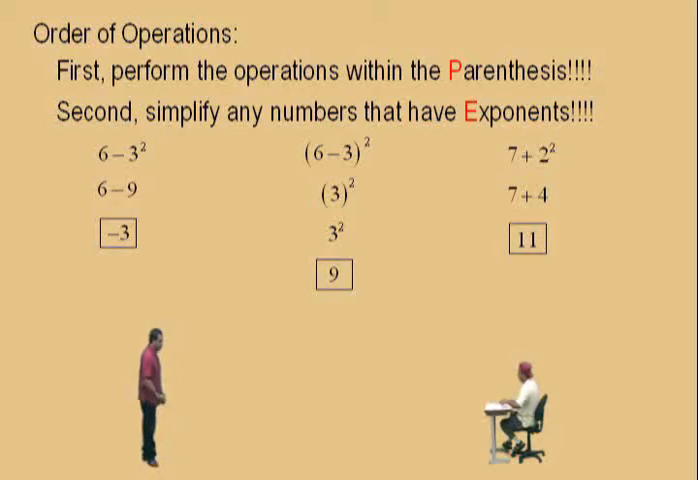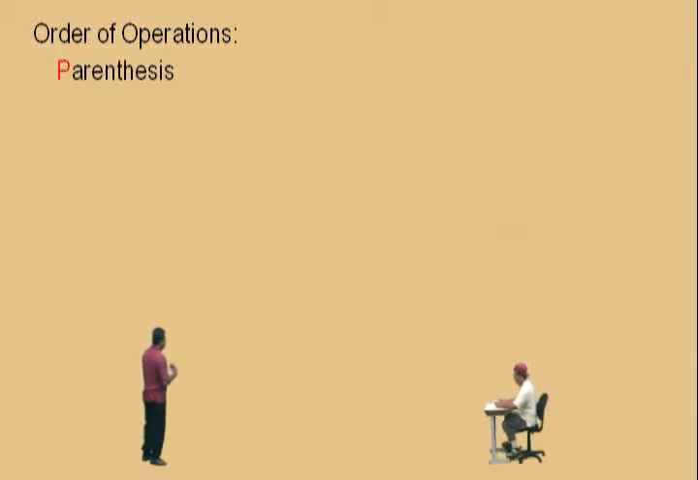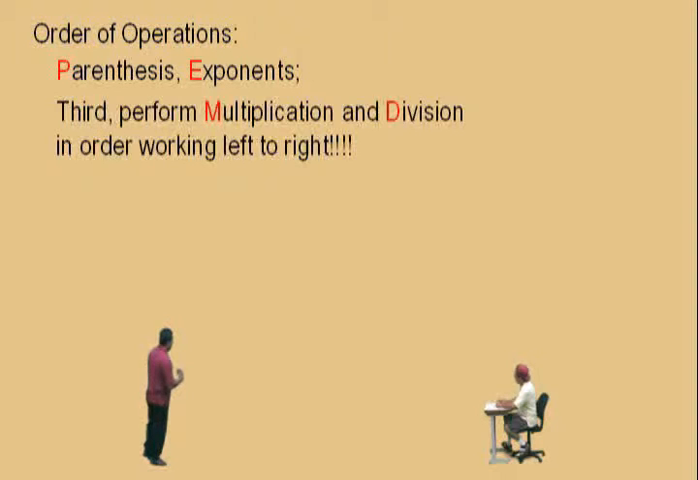Now, let's go to our third one. So we have parentheses, we have exponents, and now we're going to the third one, which is perform multiplication and division in order, working left to right. Very important here. And so here's an example. 6 divided by 3 times 2.